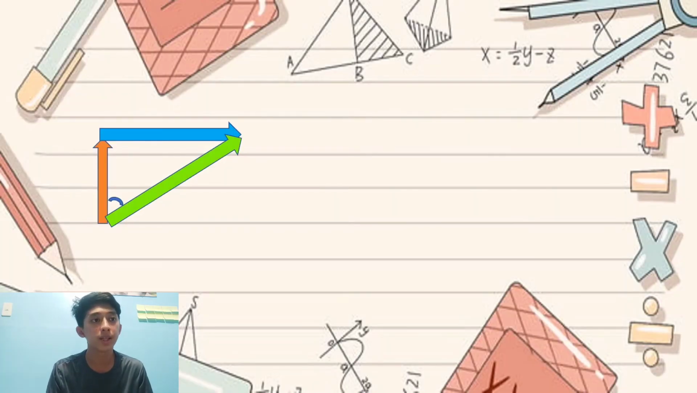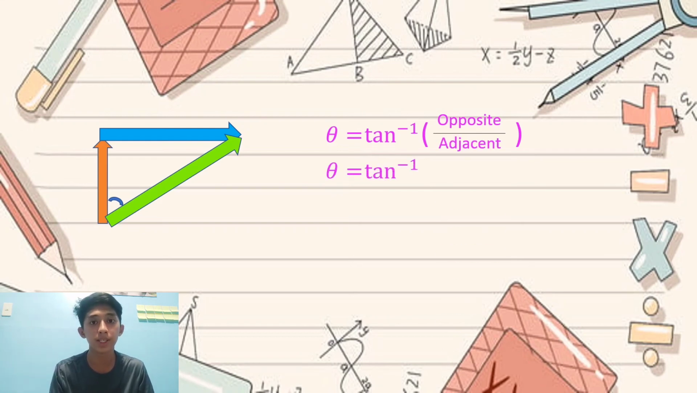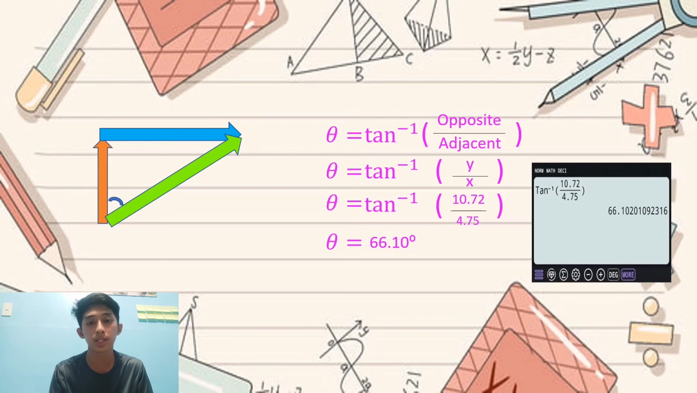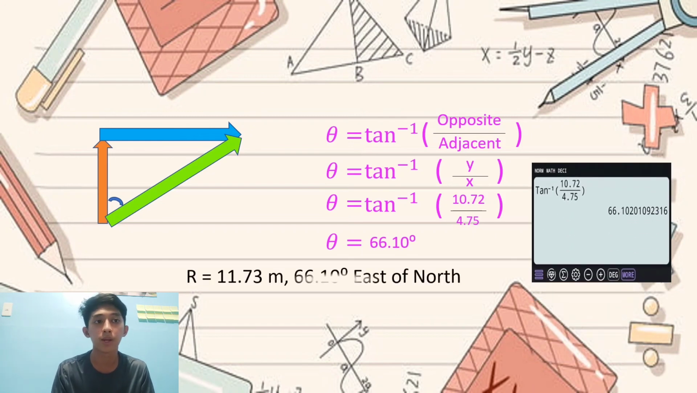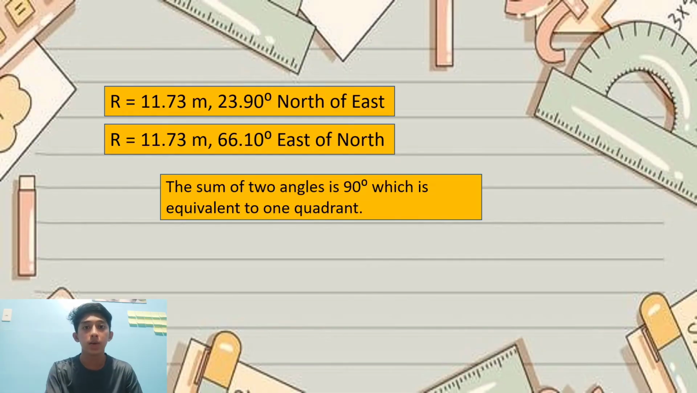But, we will reverse our direction so we can check if our angle is correct. So, we will use the tangent function. So, theta is equals to tangent opposite over adjacent. Our opposite is 10.72. And our adjacent is 4.75. So theta is equals to tangent 10.72 over 4.75. So our theta is equals to 66.10 degrees. Then our r will become 11.73, 66.10 degrees east of north. Lastly, we will add the two angles, and the sum of the two angles is 90 degrees. That is equivalent to 1 quadrant. So our angle is correct.